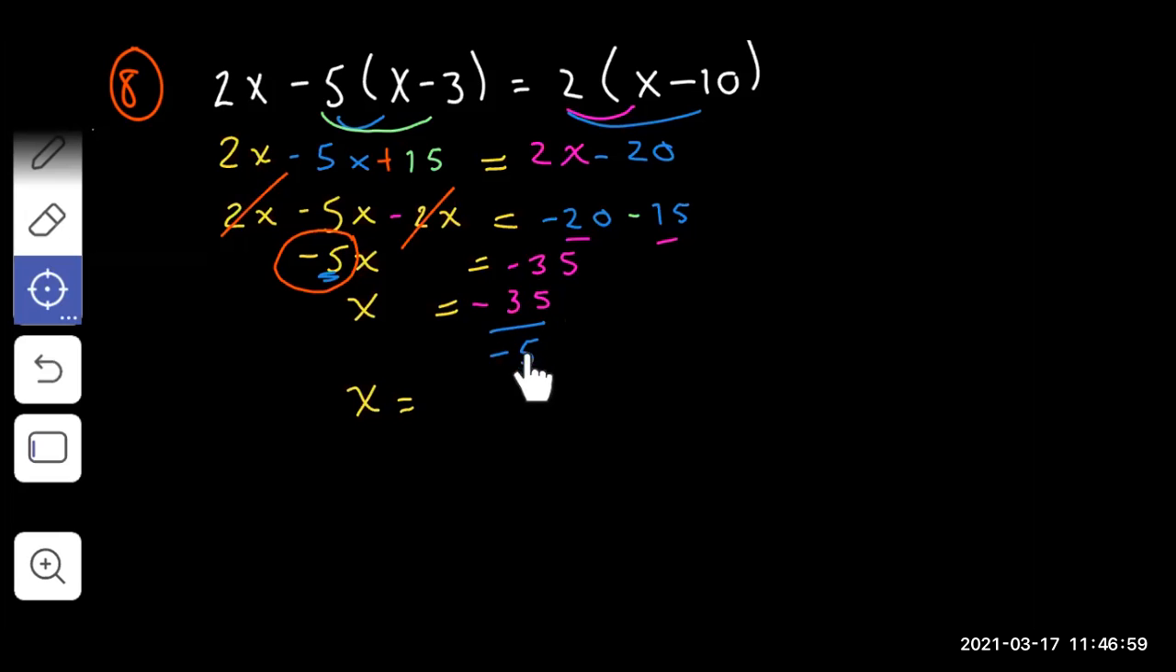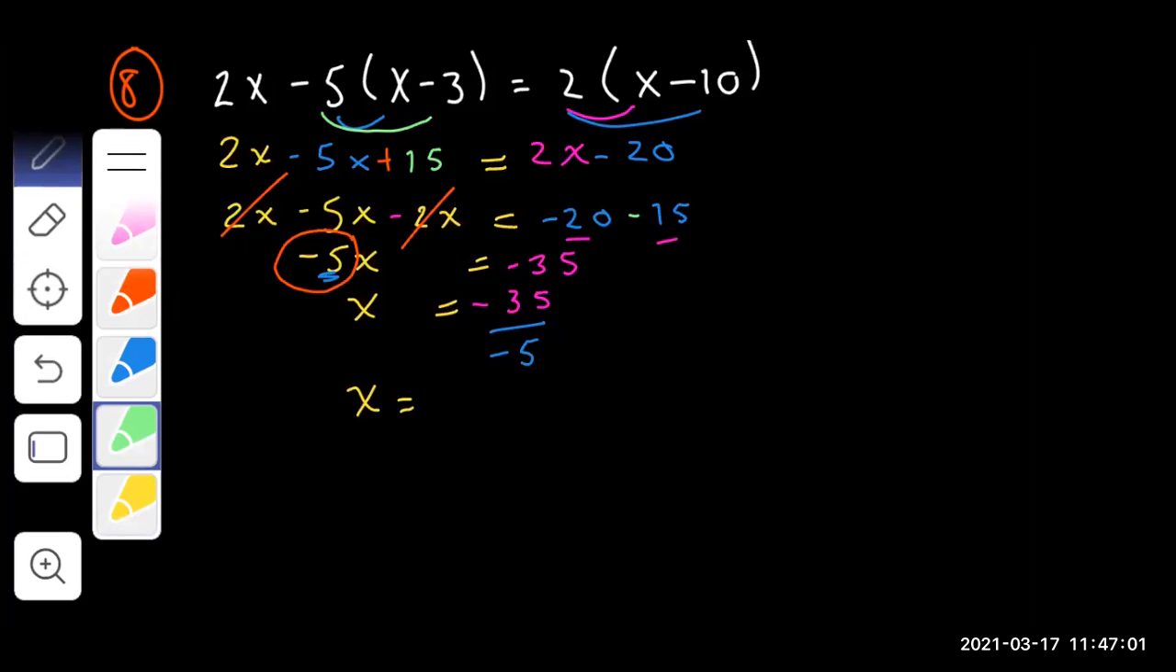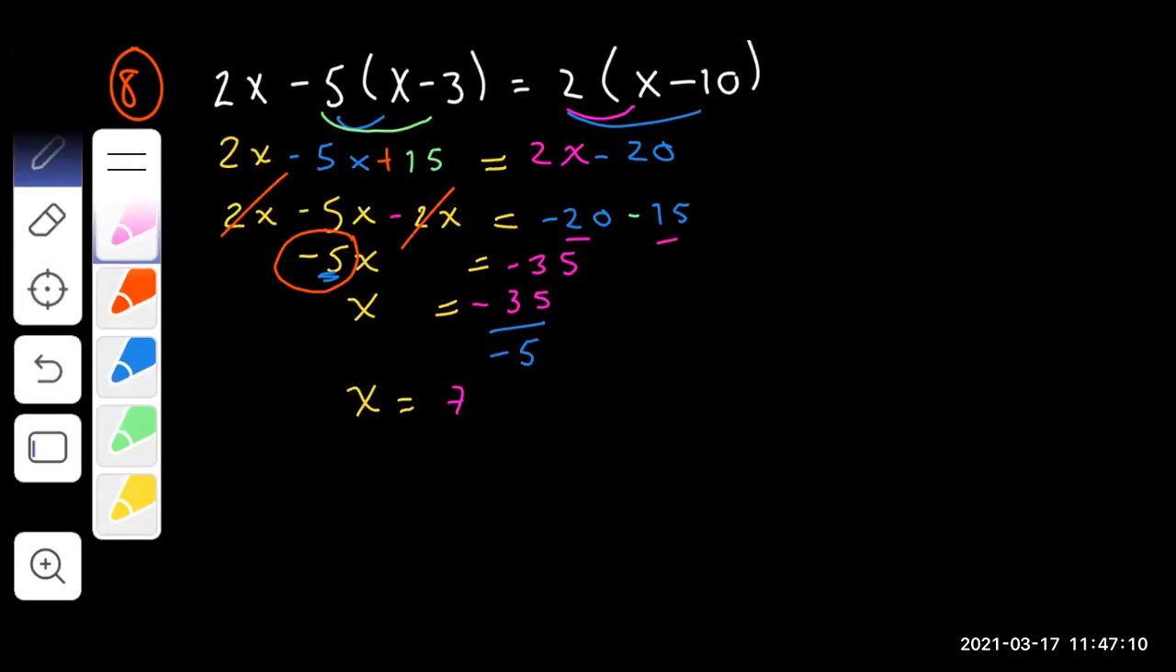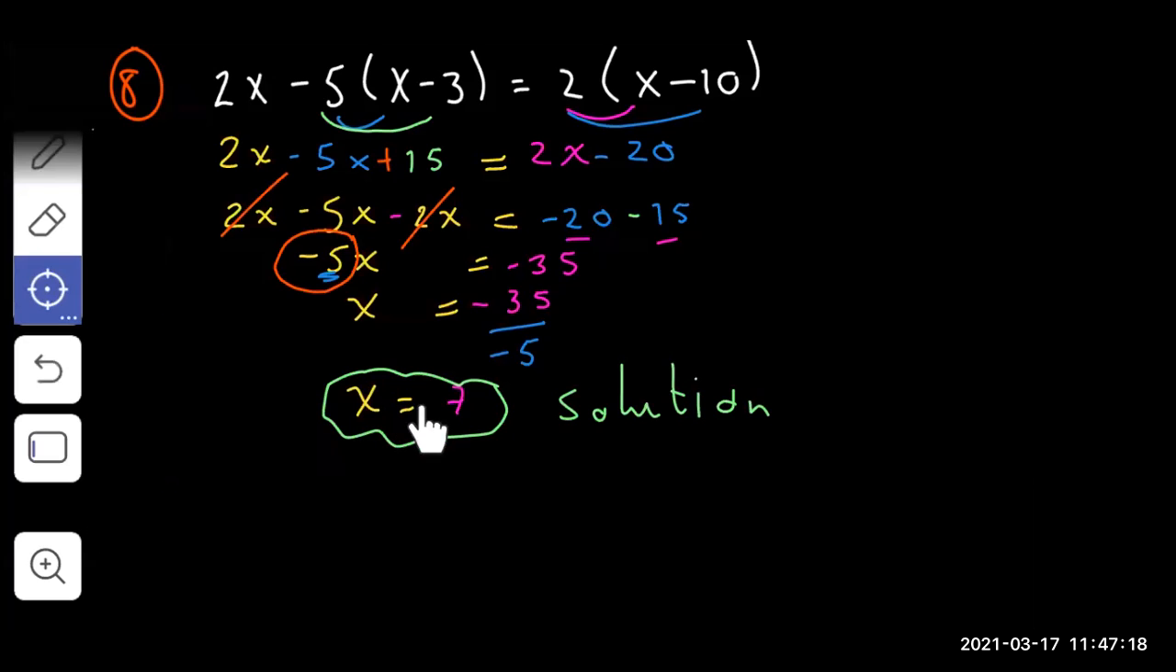And then this 35 divided by 5 is going to be what? 7, right? Positive 7. Negative and negative here is going to be positive. I don't need to write it, by the way. And this is going to be my solution. And it's done. If you substitute 7 here, 2 times 7 minus 7 here, and 7 here, this is going to be true. Let's move on.